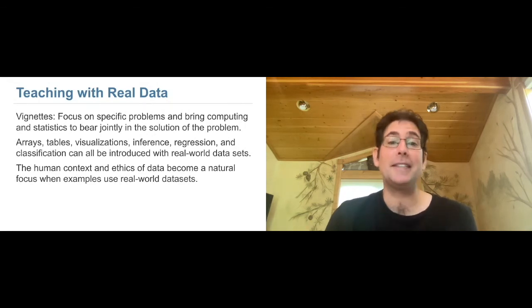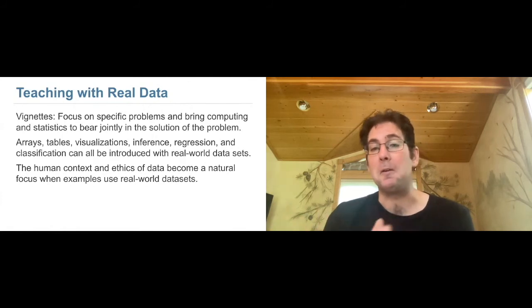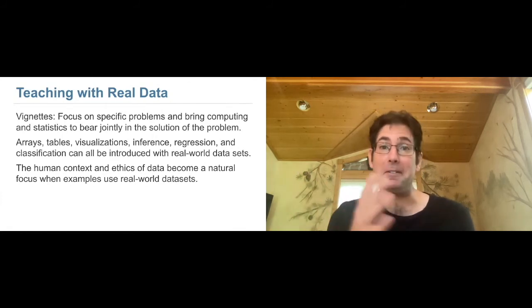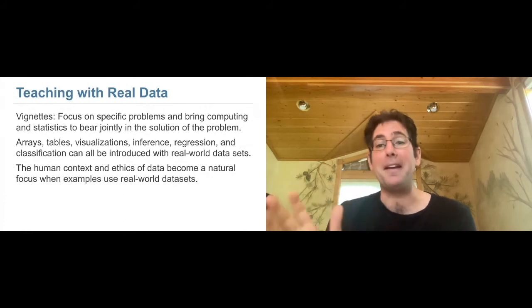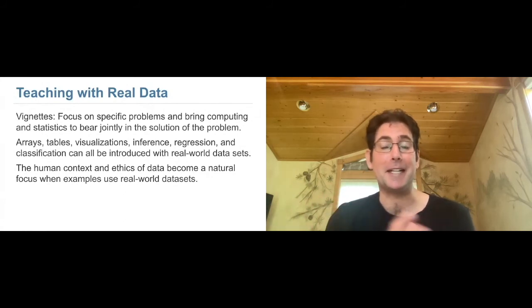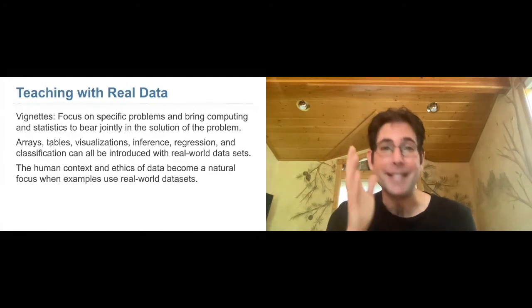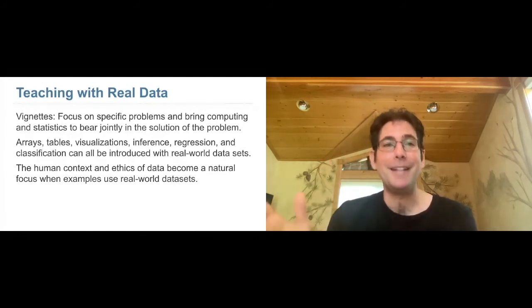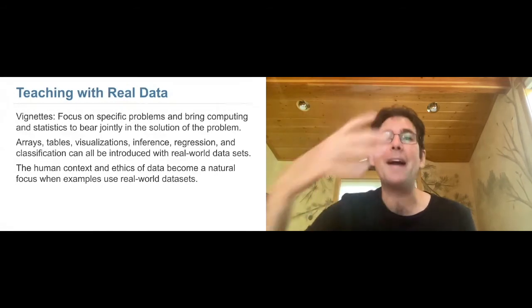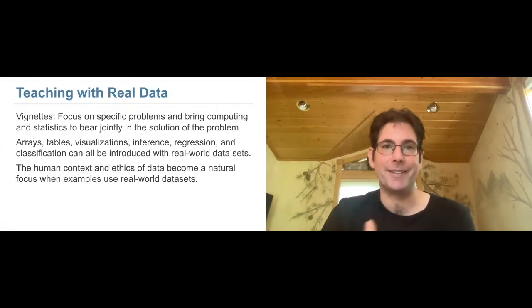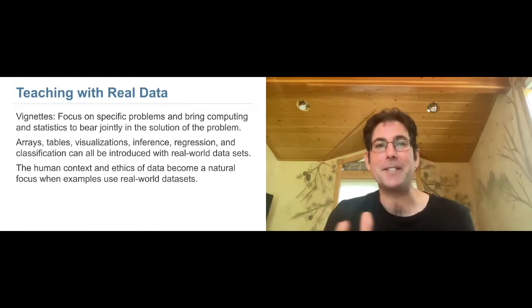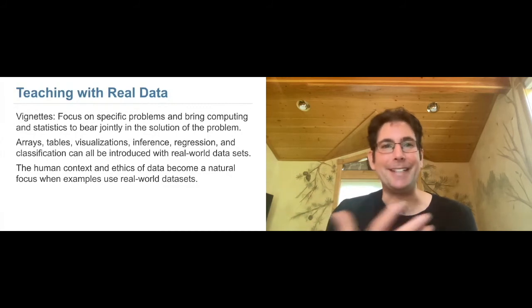And the human context and ethics of data become natural to focus on when there are real world examples. And in fact, students will call us on it if we don't spend enough time on talking about the human context and ethics, which I think is great. They'll say, the data points in this data set represent real people, and you're not telling us anything about those real people or why they have these particular characteristics. And they should be saying that because fundamentally, when you're answering questions about the world, understanding the context of the world helps you understand things better.